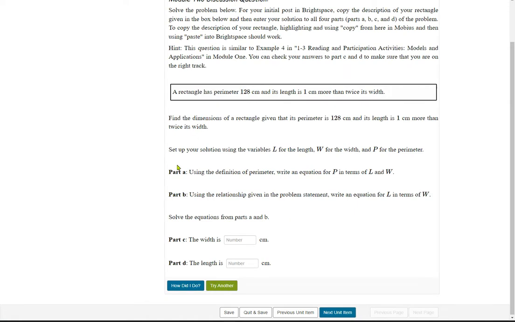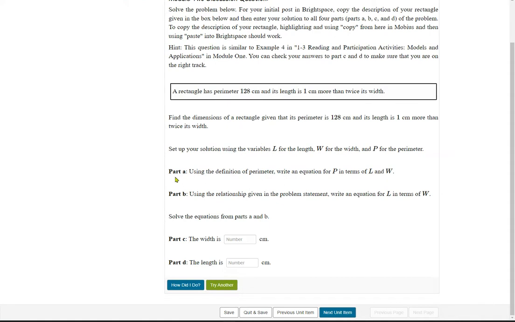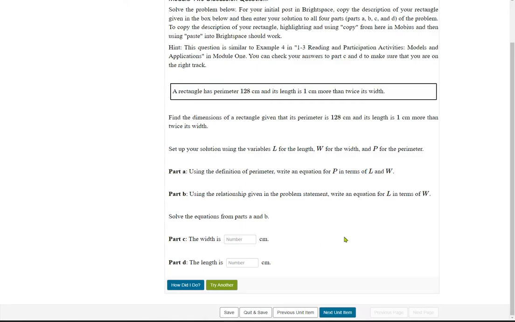Okay. This is where I got my discussion problem. You'll notice that they labeled part A, part B, part C, and part D. Part A tells you to, using the definition of perimeter, write an equation for P in terms of L and W. I believe that I just did that for you right there. Ooh, yeah, I did. Okay. So you can use that.